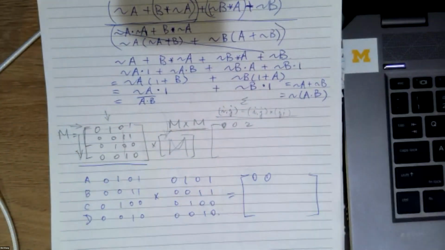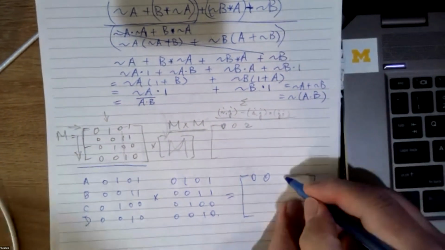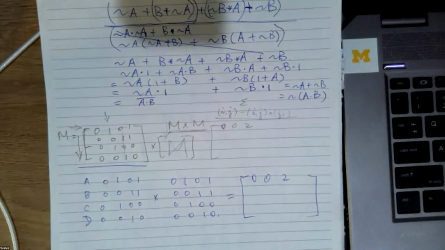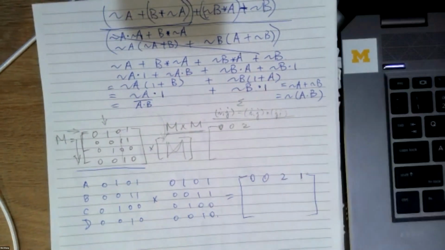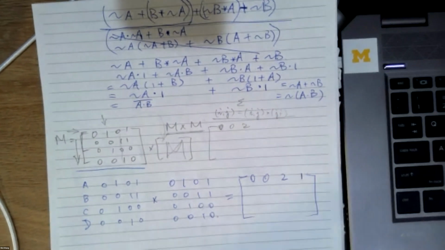Now the third spot is 0, 1, 0, 1 and 0, 1, 0, 1. You got 0 plus 1 plus 0 plus 1, so that's why there's a 2. Any question there? Okay. So the fourth spot here is 0, 1, 0, 1 times 1, 1, 0, 0. You got a 1 there. If you got a computer, this is a lot easier, but okay.